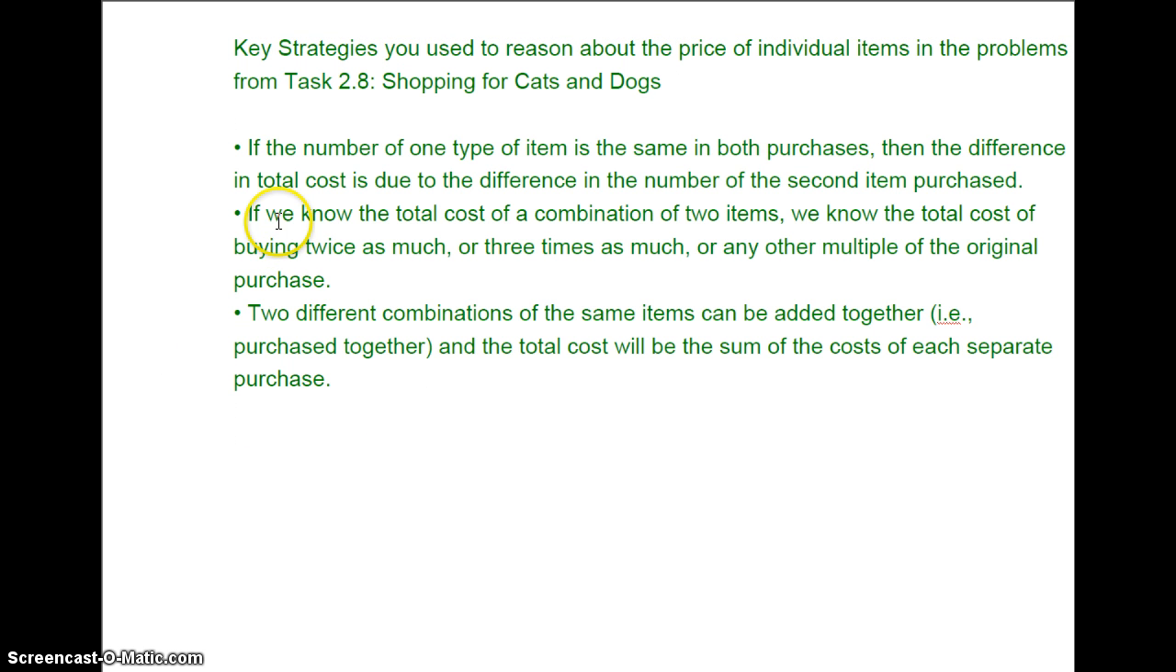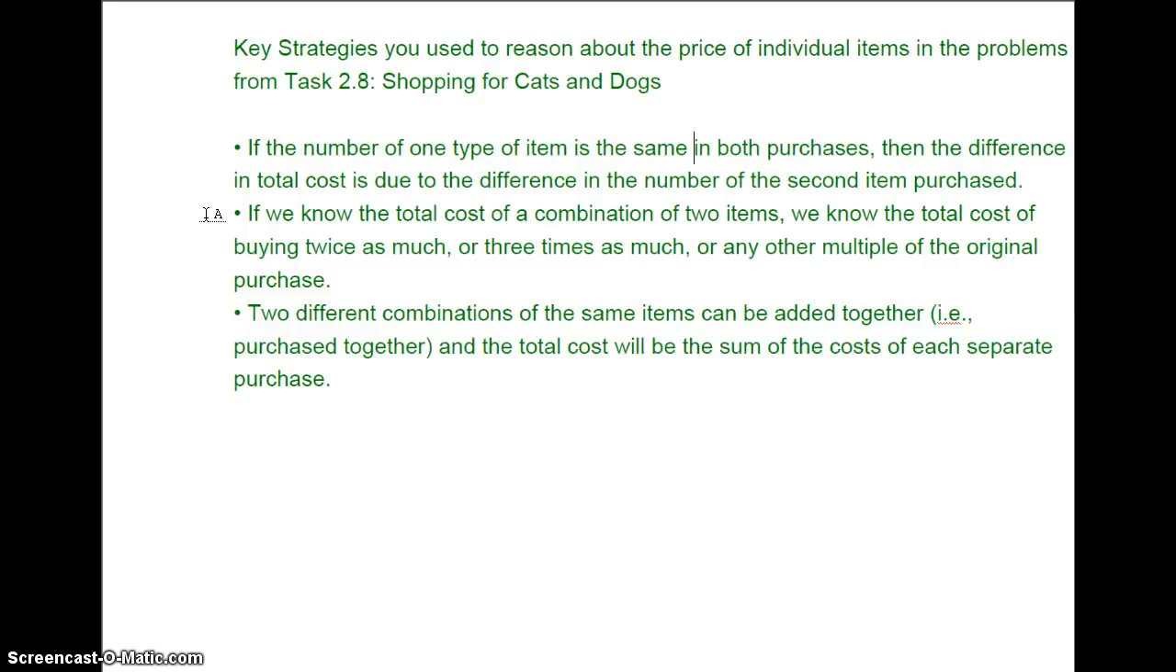You should have come up with this: if the number of one type of item is the same in both purchases, then the difference in total cost is due to the difference in the number of the second item purchased. So if he was buying the same number of Tabitha Tidbits but a different number of Figaro Flakes, then you know that the change in price is due to the fact that there's a different number of Figaro Flakes.